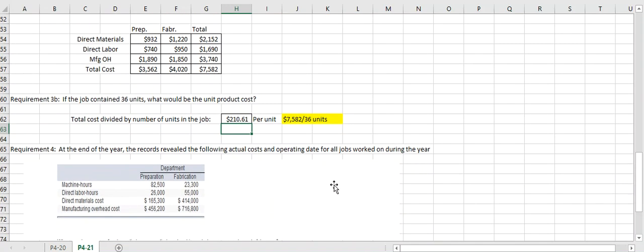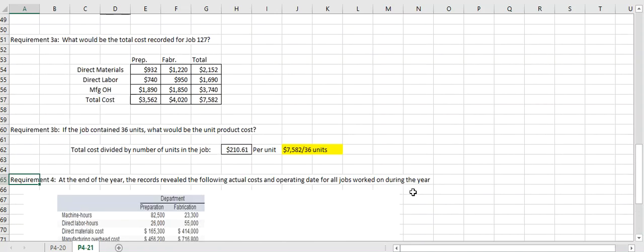And speeding right through here, requirement 4 says at the end of the year, the records revealed the following actual costs and operating data for all jobs worked on during the year.